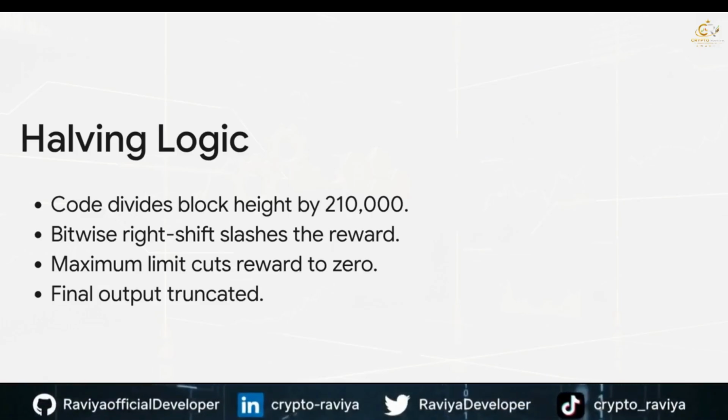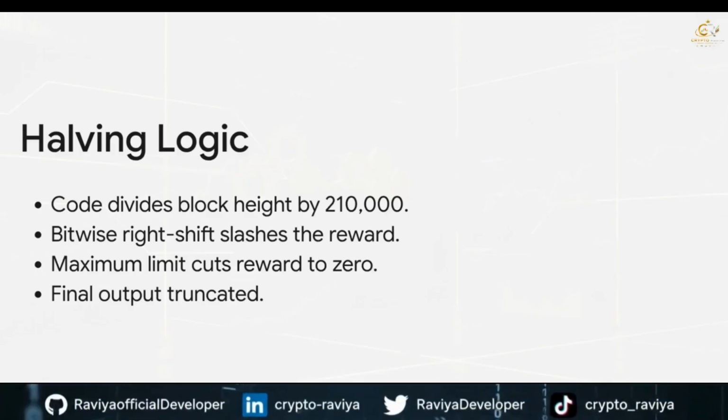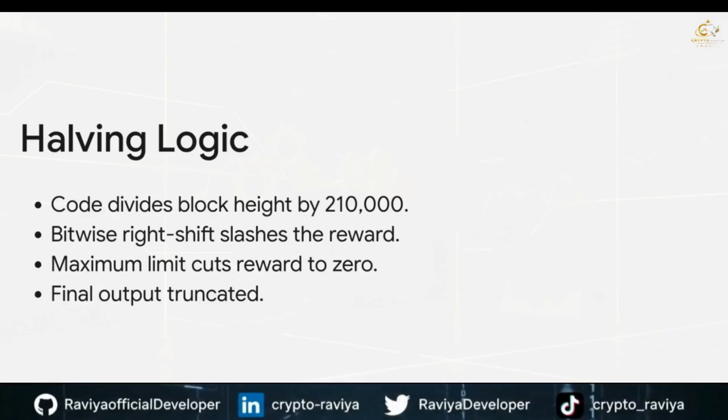These few lines of code effectively operate like an unbreakable digital vault mechanism. They just mechanically execute the scarcity schedule without fail, block after block, year after year.